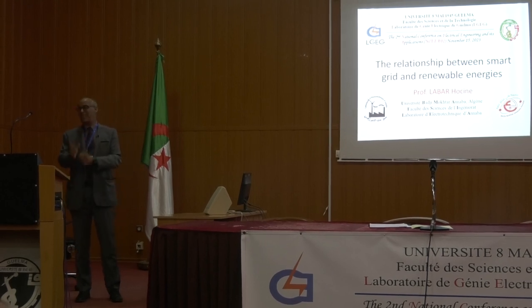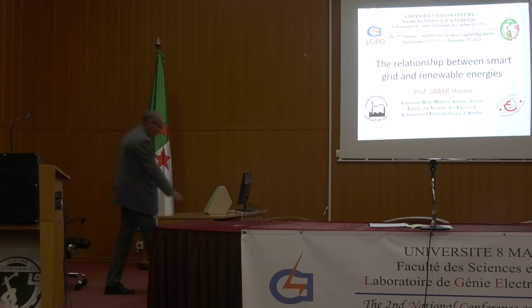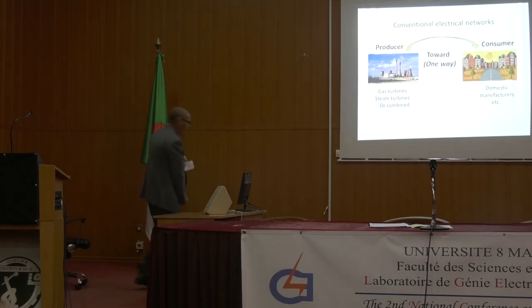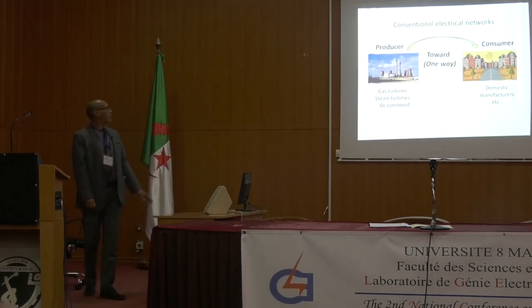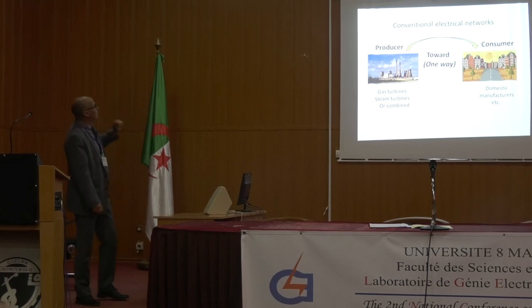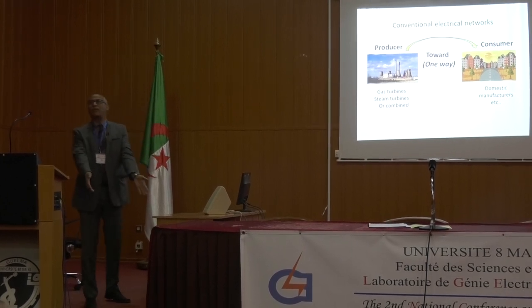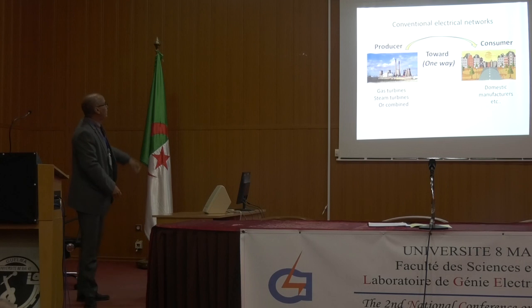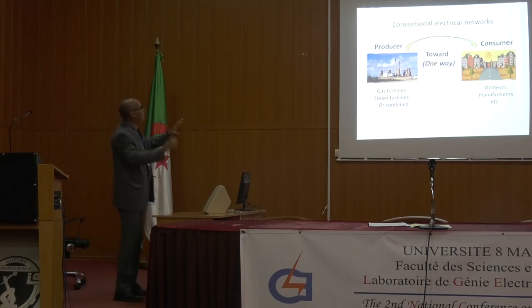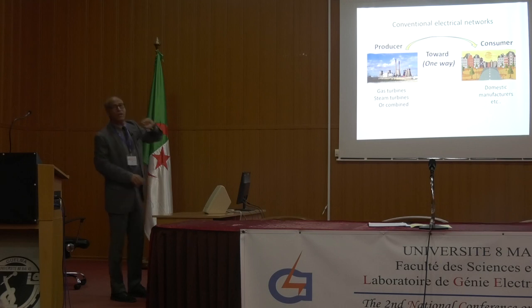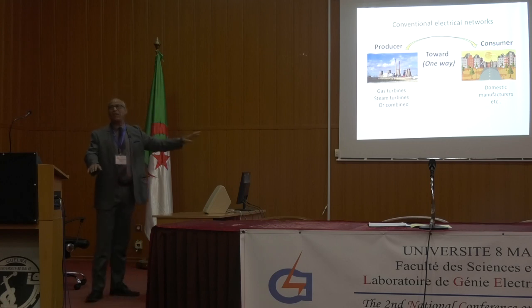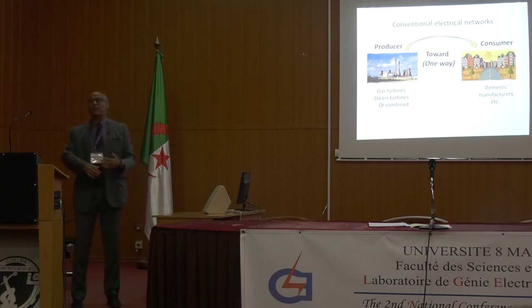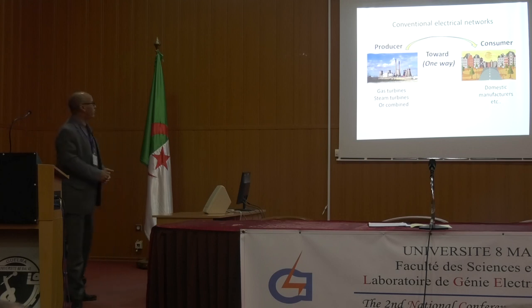Because everyone knows that the grid is conducted by cold grid. Okay? So, conventional electrical network. Here, our network. Now, actually, the network is divided into two parts: producers and consumers. In the producers, in the case of Algeria, because some countries have other power plants.